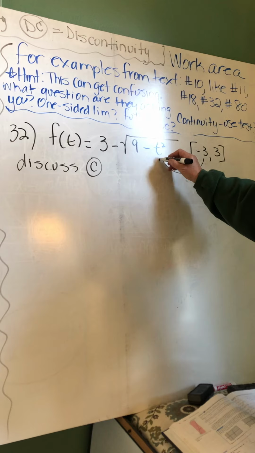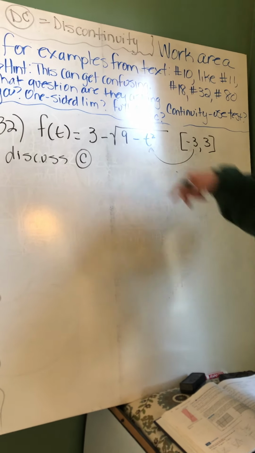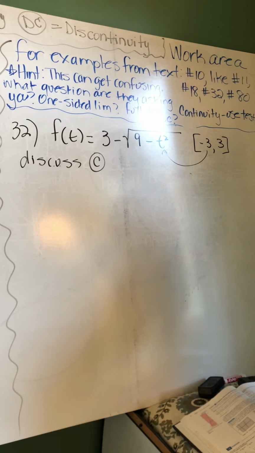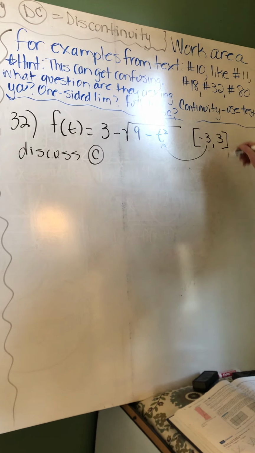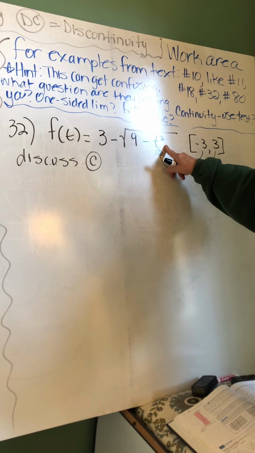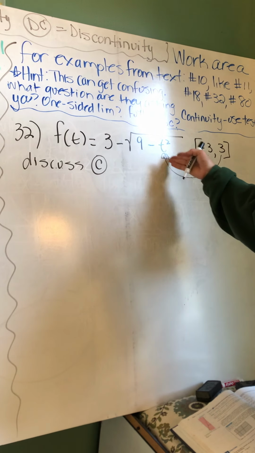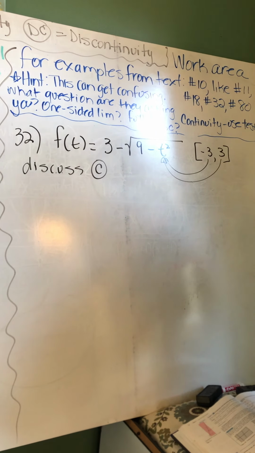When we put in a -3 here, notice we have 9 minus 9, the square root of 0. Sure, I can do the square root of 0. Okay, let's check the 3. Oh, notice because of the squaring, when you put the 3 in, you get 9 minus 9 again. The square root of 0 is 0. 3 minus 0 is 0. Sure, the function has a value.